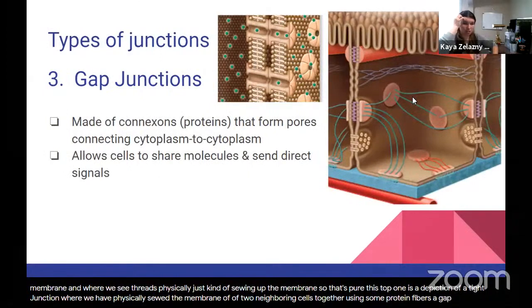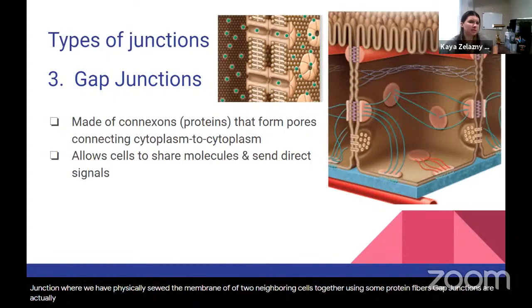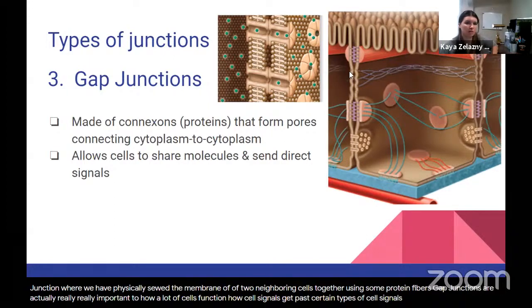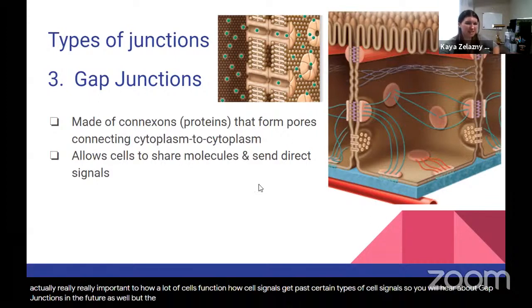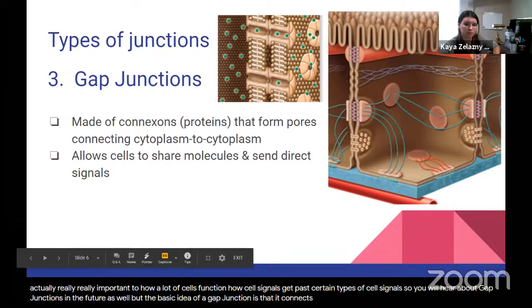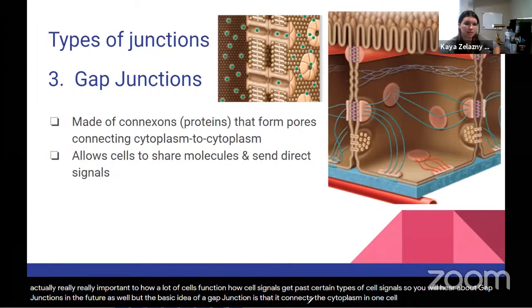Our gap junctions are actually really important to how a lot of cells function, how cell signals get past certain types of cell signals. So you will hear about gap junctions in the future as well. But the basic idea of a gap junction is that it connects the cytoplasm in one cell to the cytoplasm in the next cell.